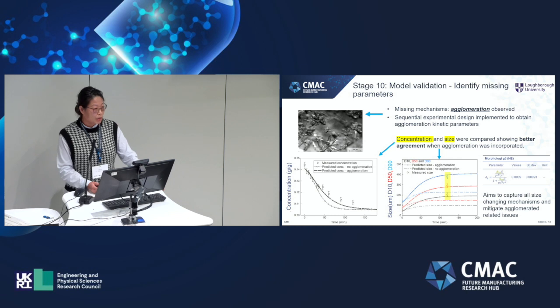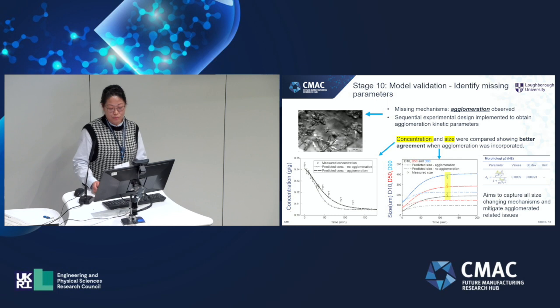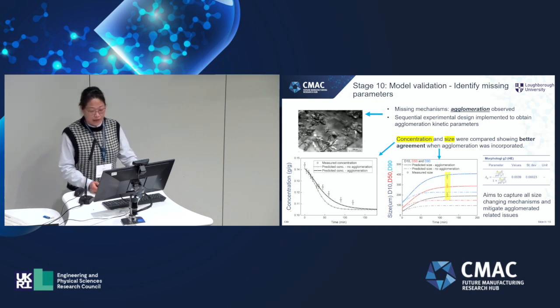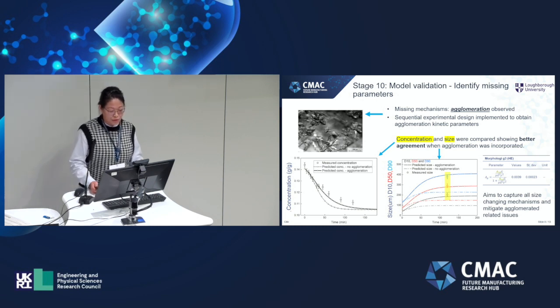So consequently, we quantified the agglomeration kinetics using gPROMS's agglomeration model. According to the workflow, the primary objective of this work is to address all the mechanisms that contribute to the size changing mechanisms. And if we understand the agglomeration more, we can effectively mitigate the issues related to agglomeration.